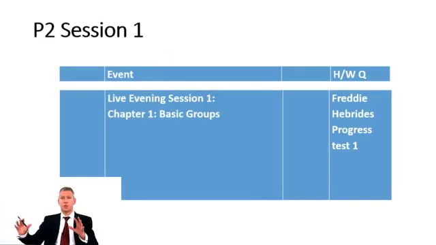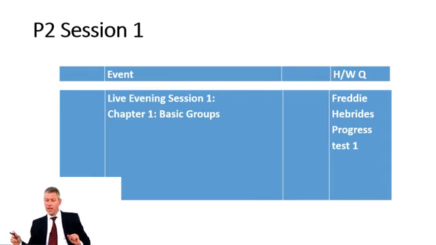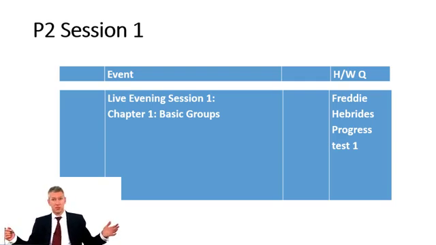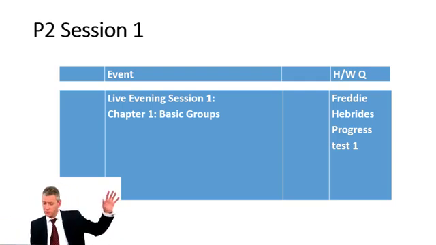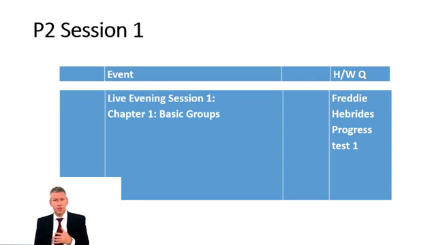They're great. But I must admit, there are some slides behind me I'm about to make pop up. I'm just going to flick across to them. There we go. So I'm going to minimize myself again, go back down to mini-me. There I go into the corner. Over my left shoulder, you can see what we've just done, which is basic groups. But you can also see on the far right, as you look at it, there are three questions: Freddie, Hebrides, and progress test 1.